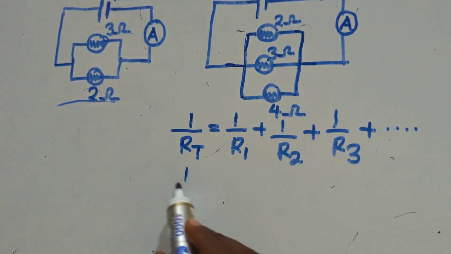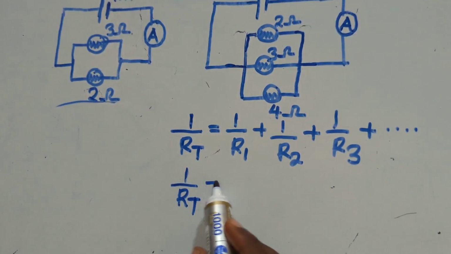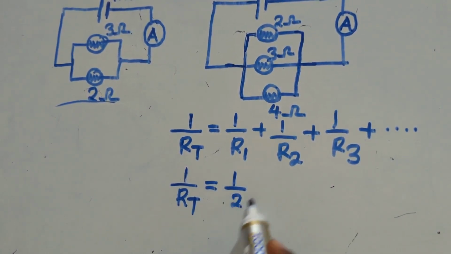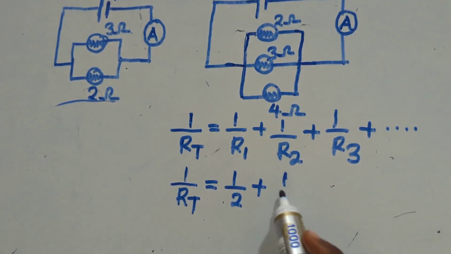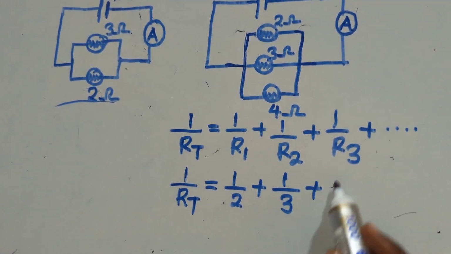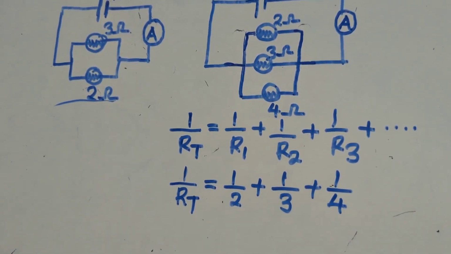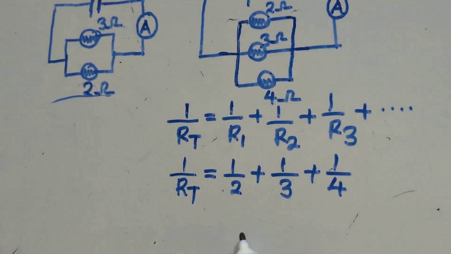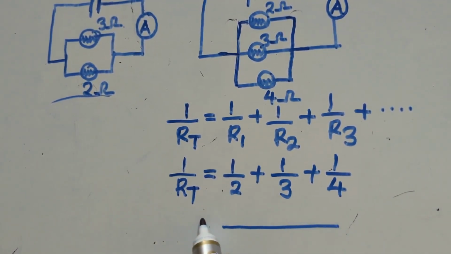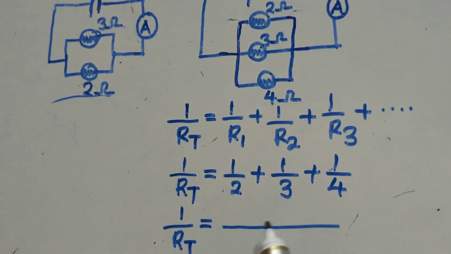So 1 over total resistance is equal to 1 over resistor 1, we say 2, plus 1 over resistor 2, we say 3, plus 1 over resistor 3, we say 4. From here, you find the lowest common denominator. What is the lowest common denominator that 2, 3, and 4 can go into without leaving any remainder? That is 12.